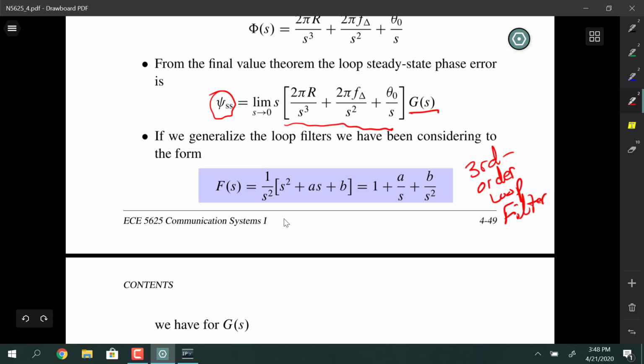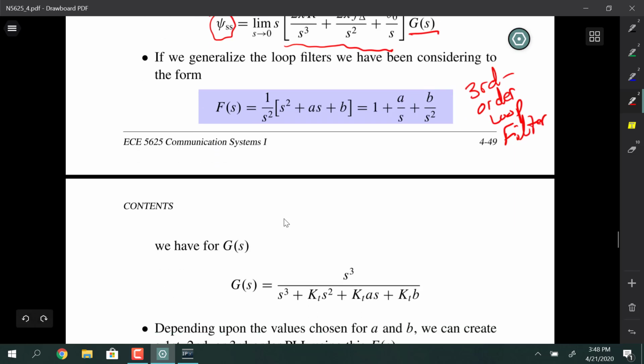And then what you can do with this third order loop filter is you can turn on or off different terms. Like if A and B are both equal to 0, then it returns back to the first order loop. If just B is equal to 0, then it's the second order loop we've been dealing with. And if we have B non-zero, then we have a third order loop. And this third order loop is something that you might consider for tracking higher order dynamics like frequency ramps and so on.